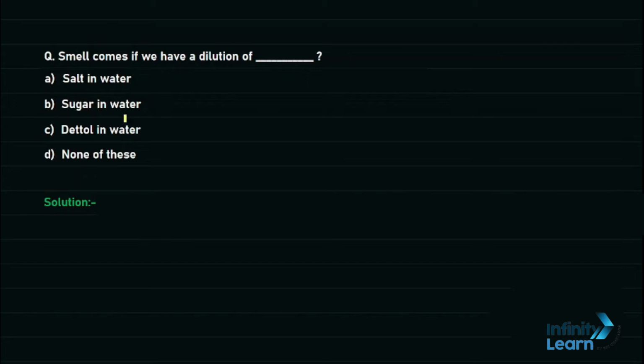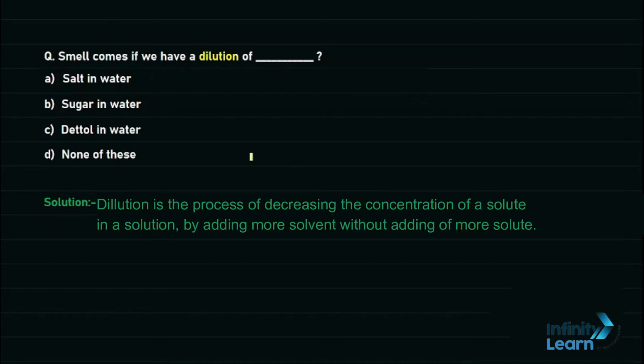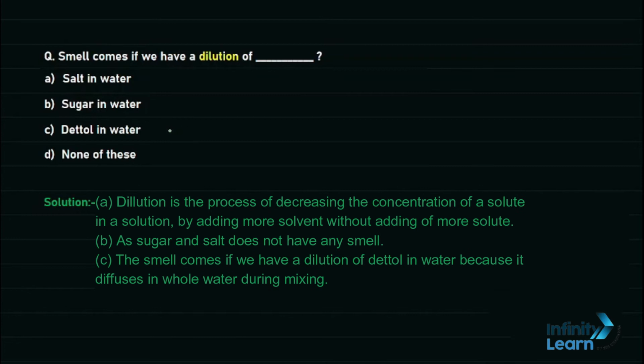So students, do you know what we mean by dilution? Let me give you the definition of dilution. Dilution is the process of decreasing the concentration of a solute in a solution by adding more solvent without adding more solute. Okay students, as you all know, sugar and salt do not have any smell.